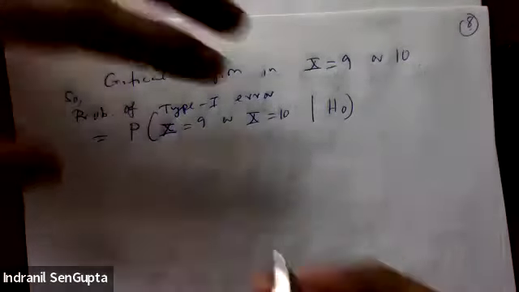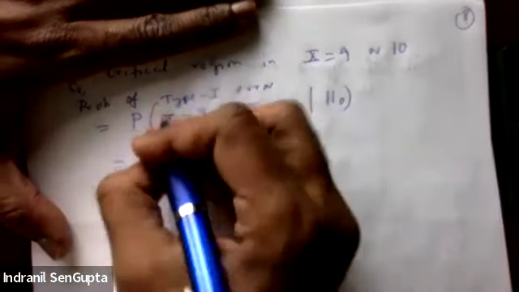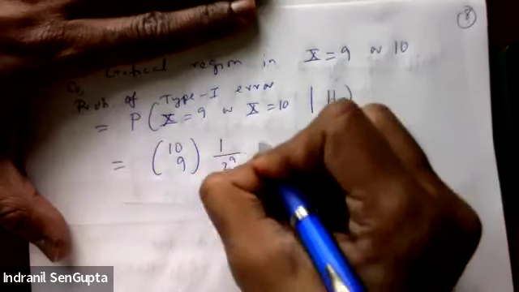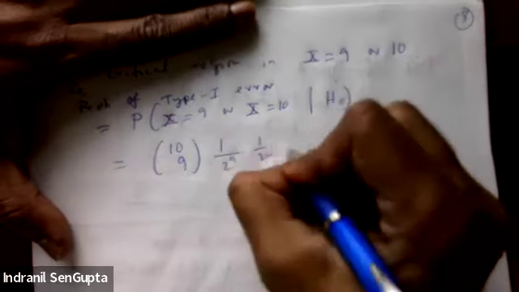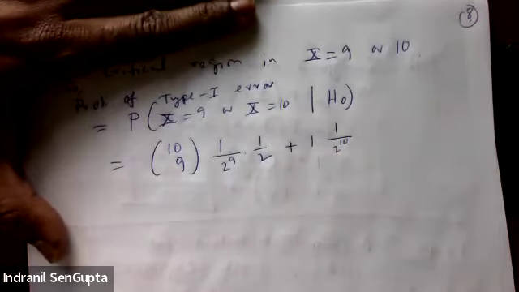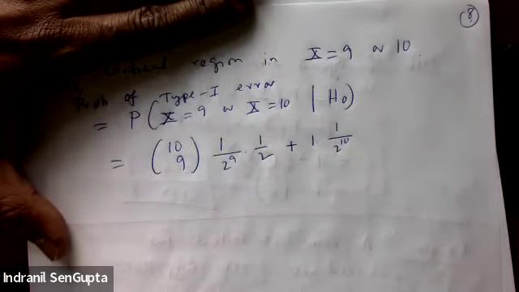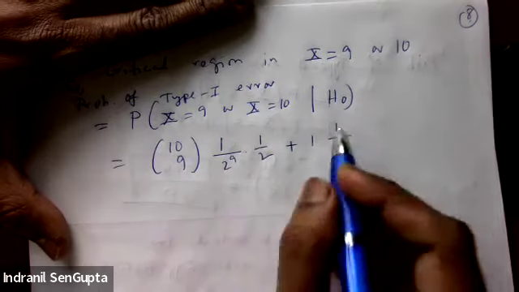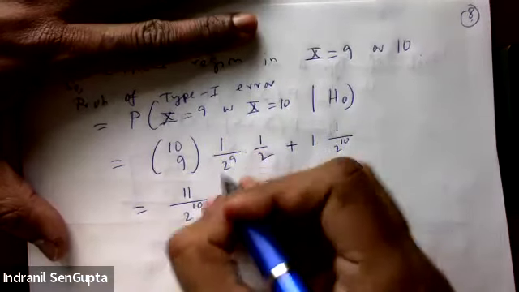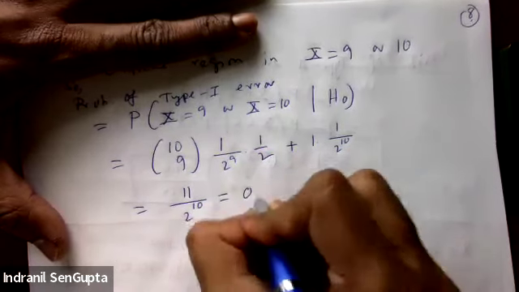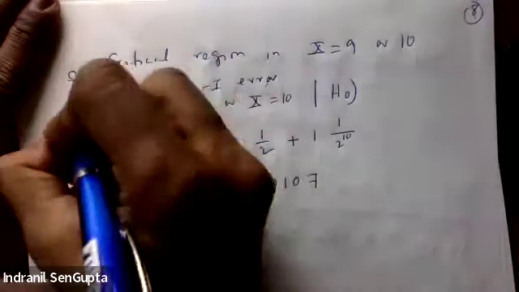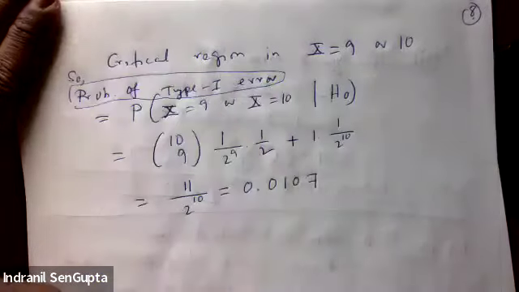Okay, so it can be either 9 or 10, right? If it's 9, the probability is 10 choose 9, times 1 over 2 to the 9, times 1 over 2. And for x equals 10, it will be 10 choose 10, which is 1, times 1 over 2 to the 10. If you compute this, it's 10 plus 1, which is 11 over 2 to the 10, which is about 0.0107. So that is the probability of type 1 error in this case.